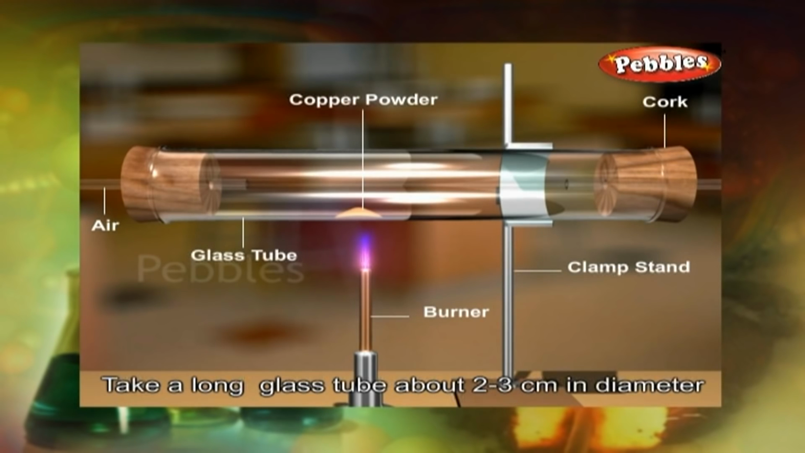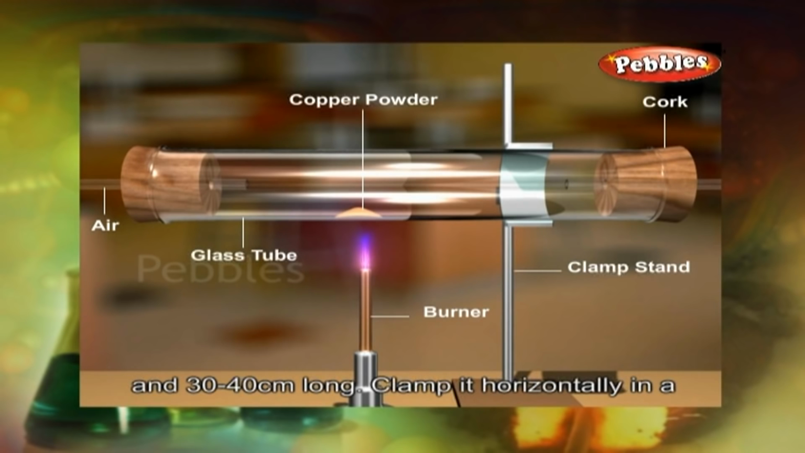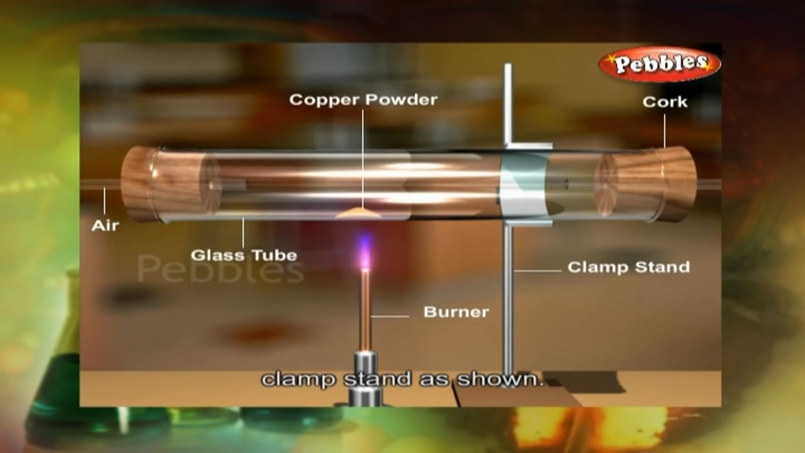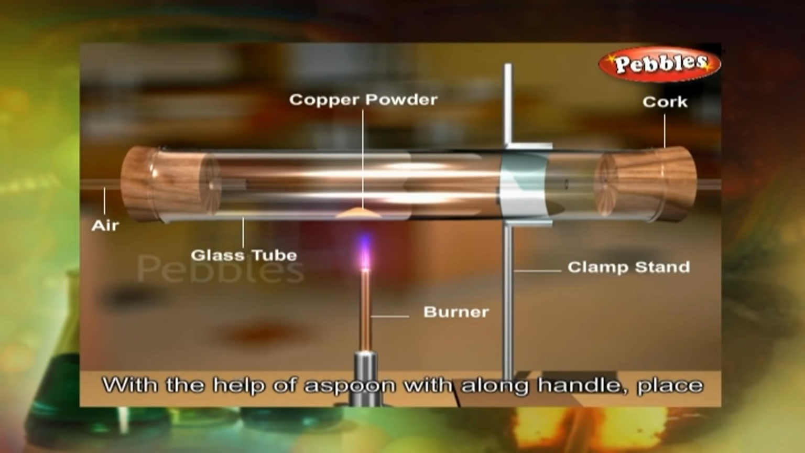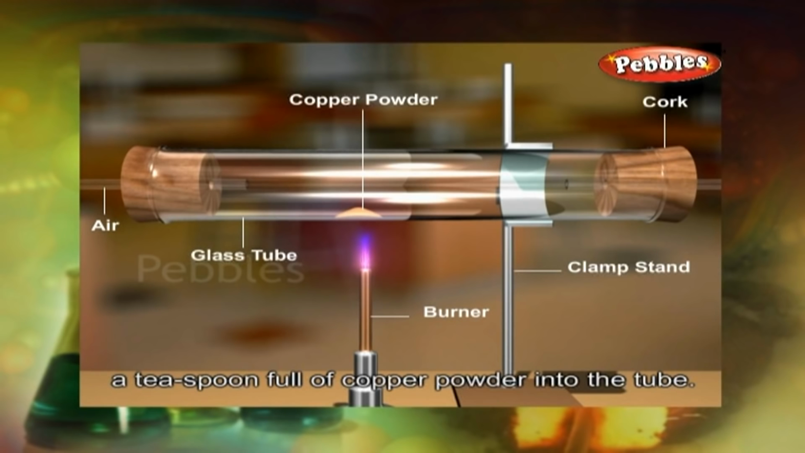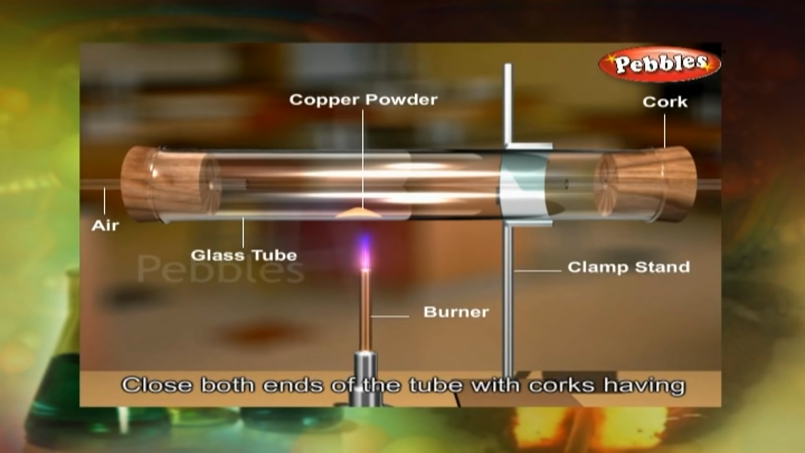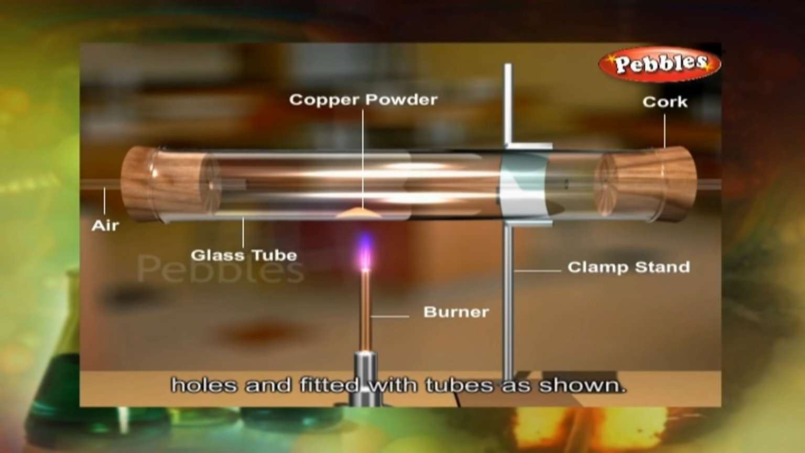Take a long glass tube about 2 to 3 centimeters in diameter and 30 to 40 centimeters long. Clamp it horizontally in a clamp stand as shown. With the help of a spoon with a long handle, place a teaspoonful of copper powder into the tube. Close both ends of the tube with corks having holes and fit it with tubes as shown.